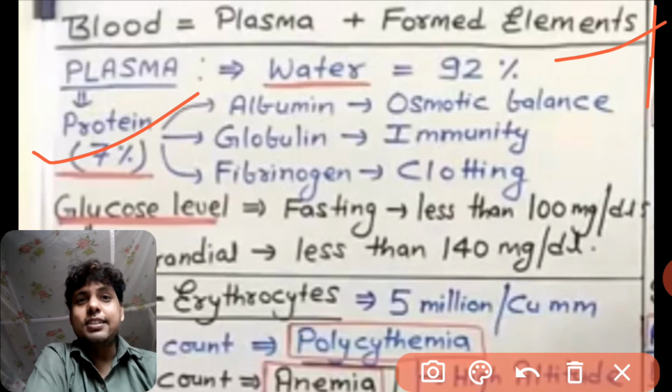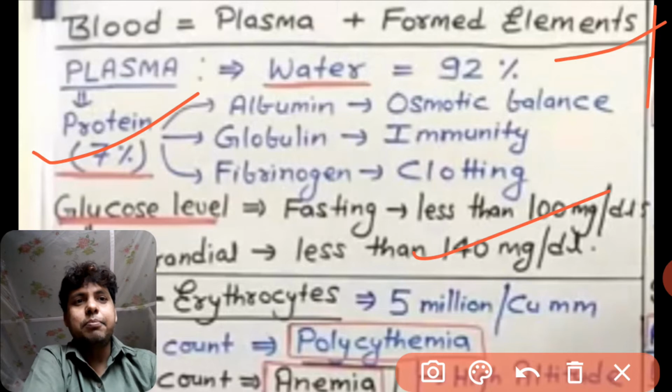The remaining 1% is minerals and other substances. These contain glucose, fatty acid, triglyceride, cholesterol, etc. Glucose level plays a vital role in our body. Glucose can be measured in two ways, fasting and postprandial. The fasting limit is less than 100 mg per deciliter and postprandial is less than 140 mg per deciliter.